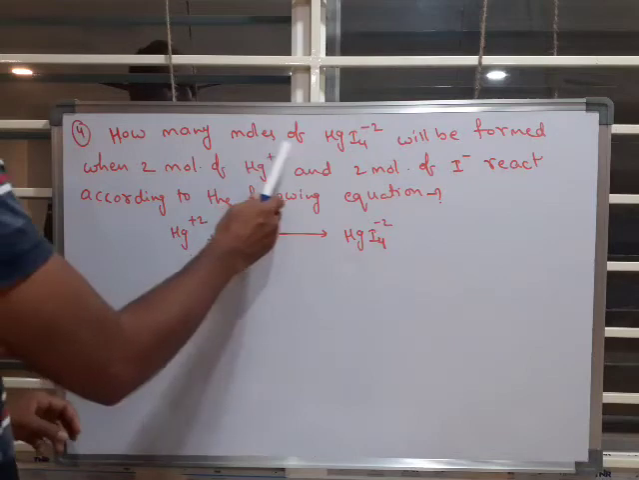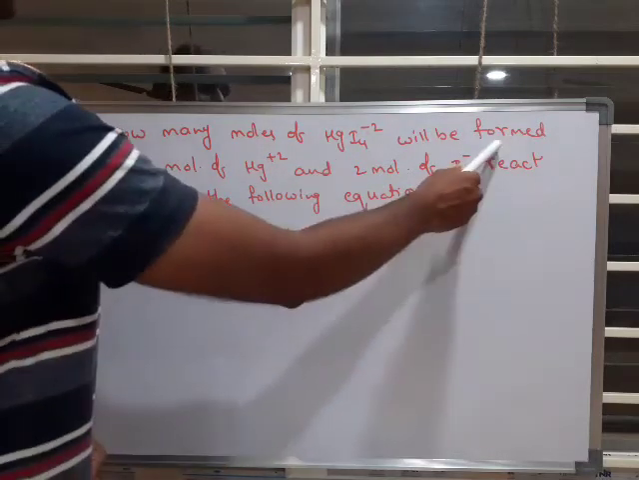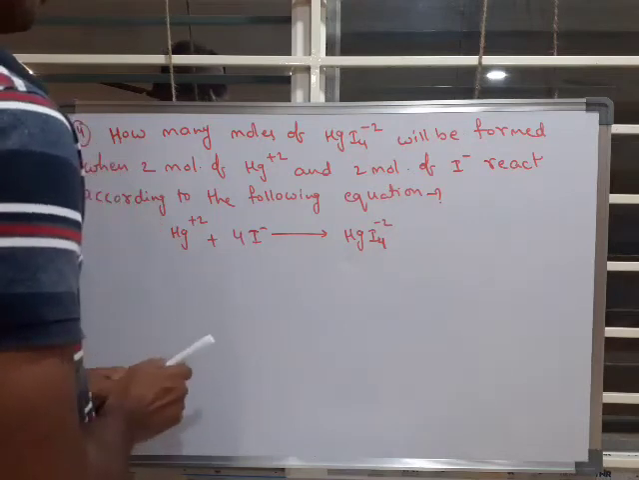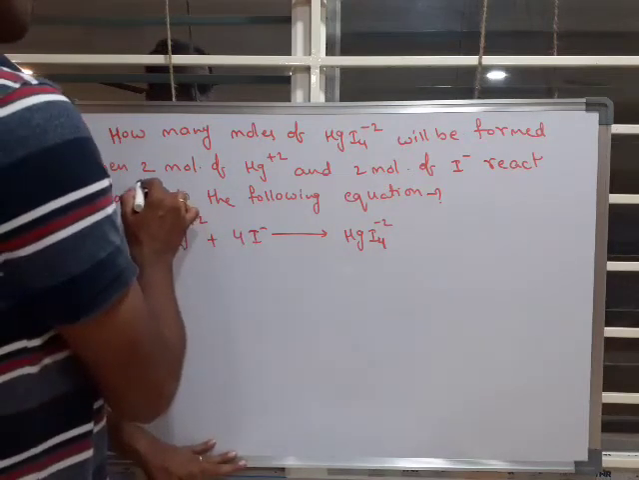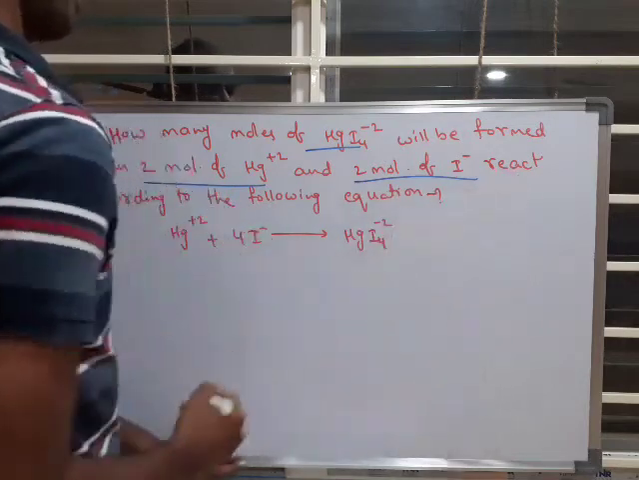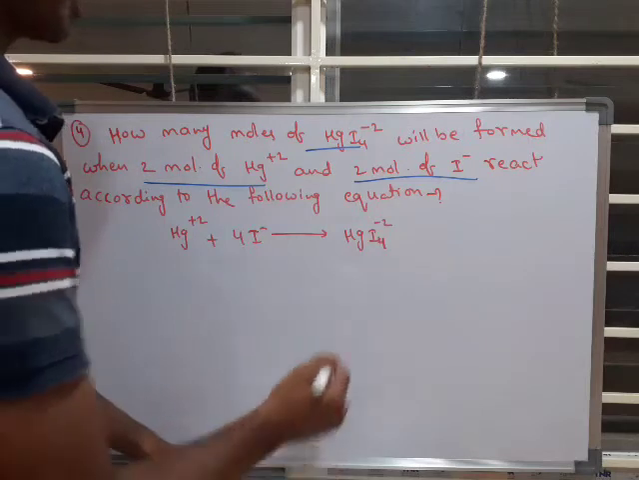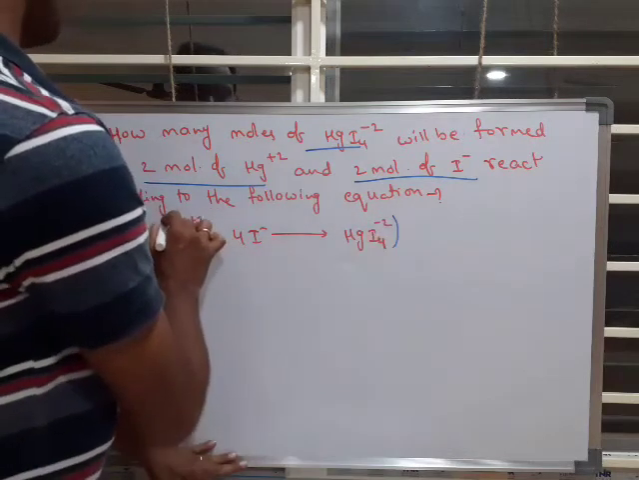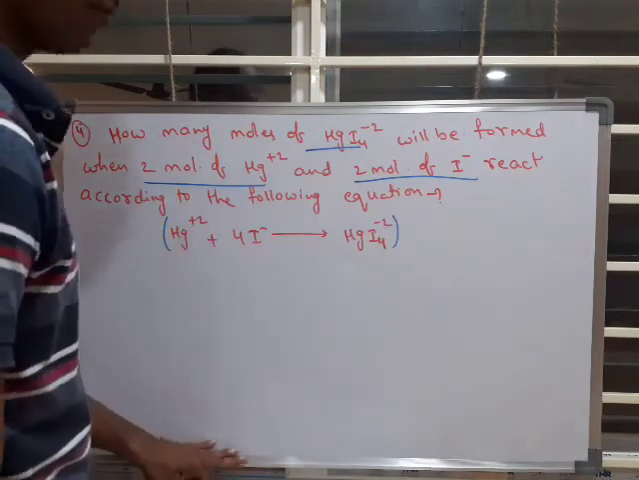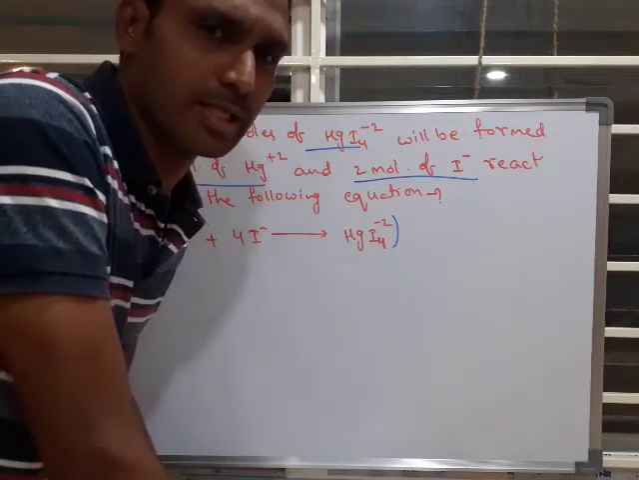So, how many moles of HgI4 minus 2 will be formed when 2 moles of Hg plus 2 and 2 moles of I minus react according to the following equation? So, actually, my total reaction is shown. The reaction is balanced. We can do it in terms of mole concept easily.